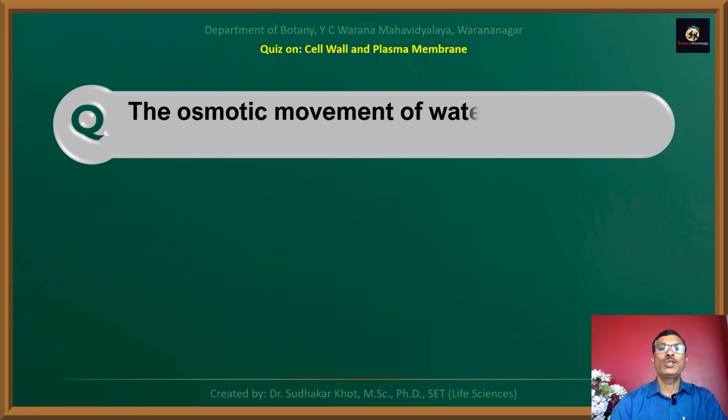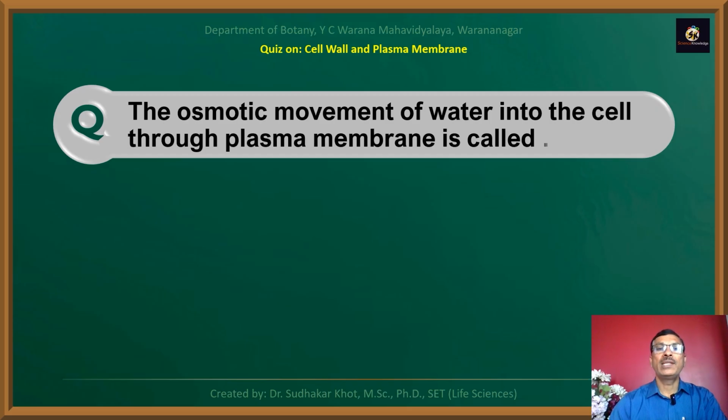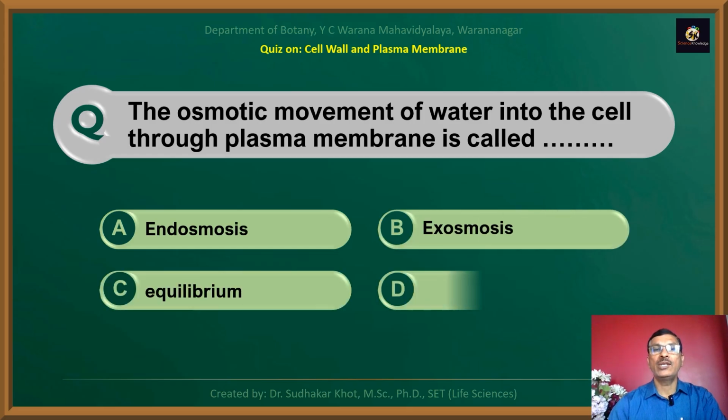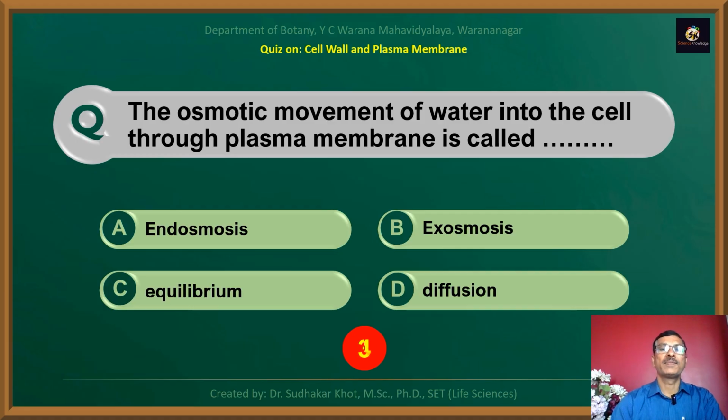Next question, the osmotic movement of water into the cell through plasma membrane is called A. Endoosmosis, B. Exoosmosis, C. Equilibrium, D. Diffusion. The movement through plasma membrane into the cell. It is endoosmosis. Endo means inside, exoosmosis means movement outside the cell, out of the cell.